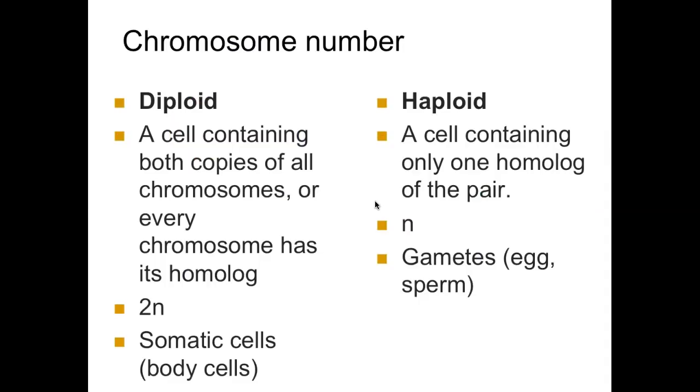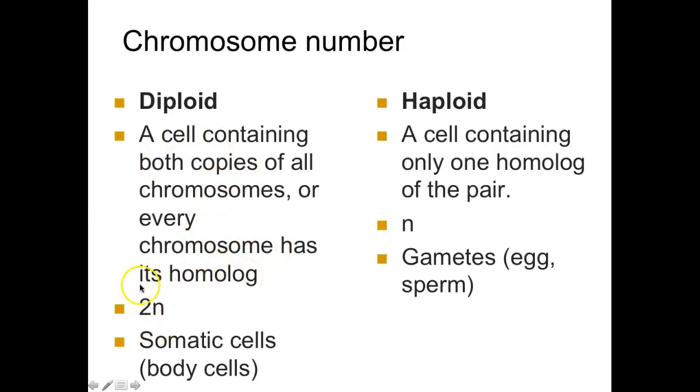Now let's look at letter B, the terms haploid and diploid. So in your body, if you think about all the cells in your body, which are basically somatic cells, your skin cells, your liver cells, your fat cells, they all have one set of chromosomes from your mom, one set of chromosomes from your dad. So each one of those will have its homologous pair. You have 46 of those chromosomes in each one of your cells. And that is what diploid means. Diploid means a cell containing both copies of all chromosomes, or every chromosome has its homolog, right?